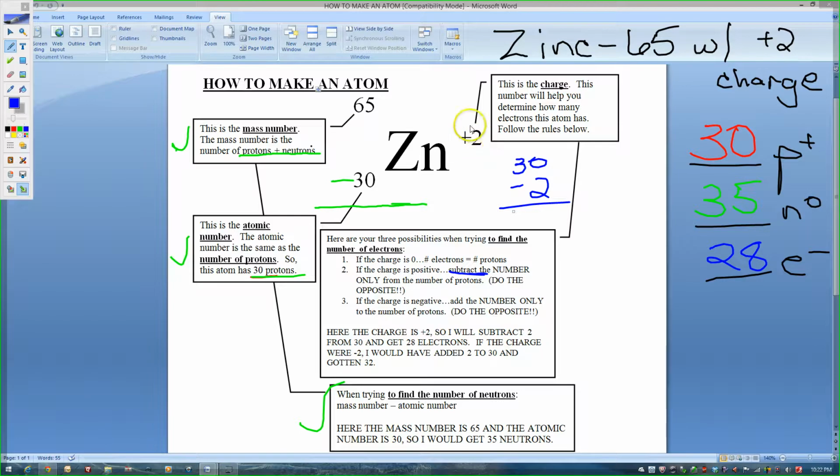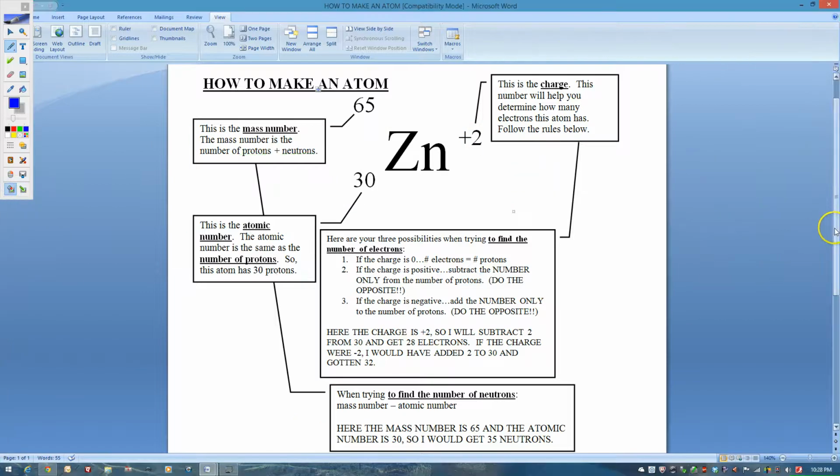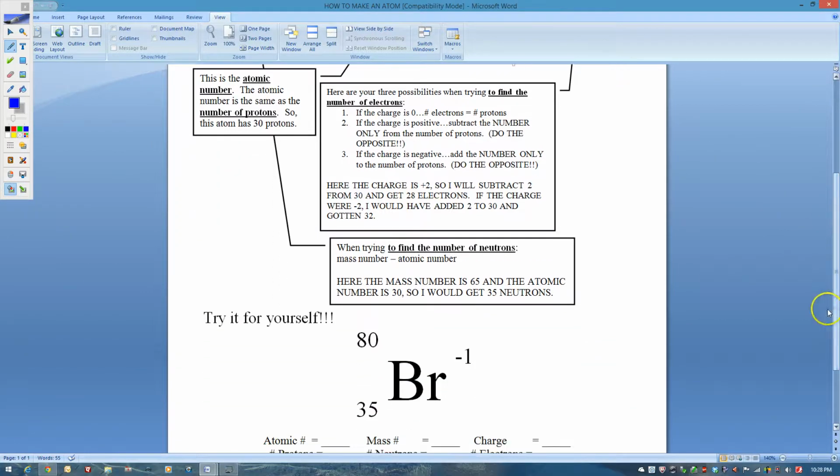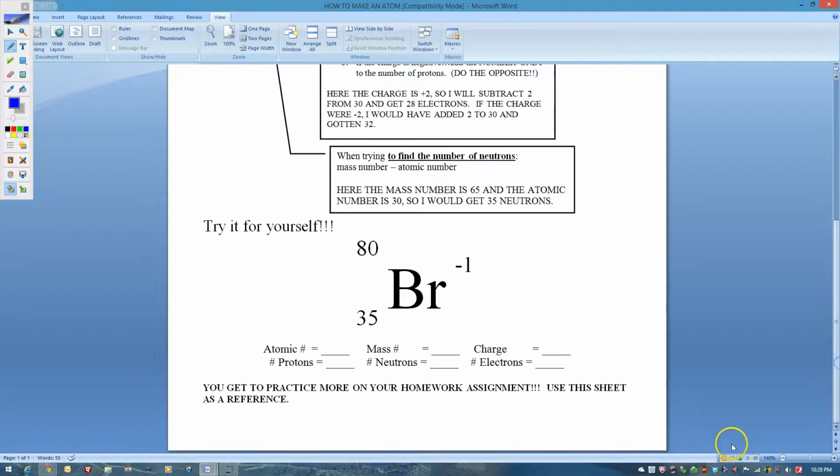Had this been a negative 2, then this would have been 32 for electrons, and now we would have 2 more electrons than protons, and that would explain that charge. I am now going to pause the video and give you a chance to try the problem at the bottom. So pause your video and we will go over this answer.